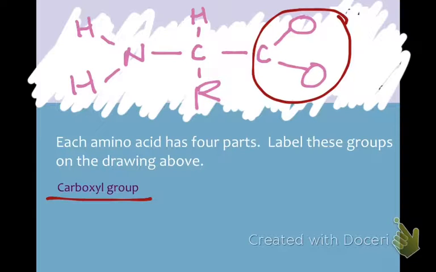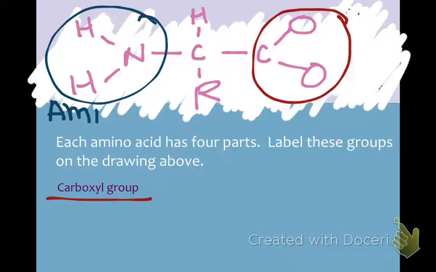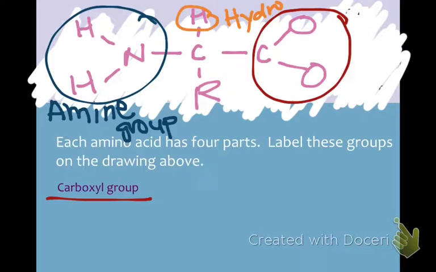The next part, let me change color. Let's see, the next part over here is called the amine group. This part right here is the hydrogen. And last but not least, right here, the R group is the thing that changes from amino acid to amino acid, okay? So this is like the variable group.